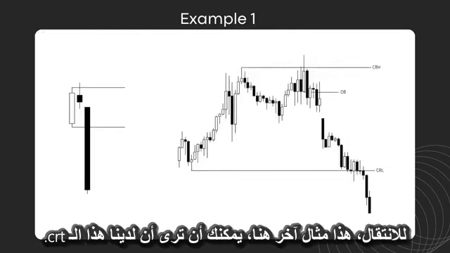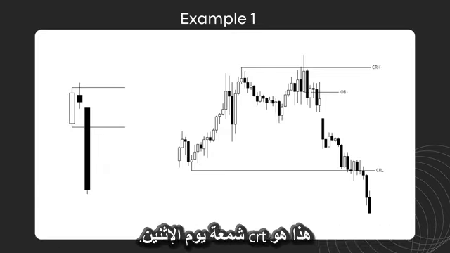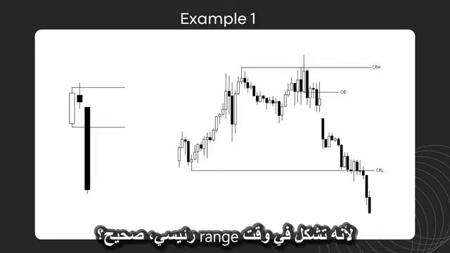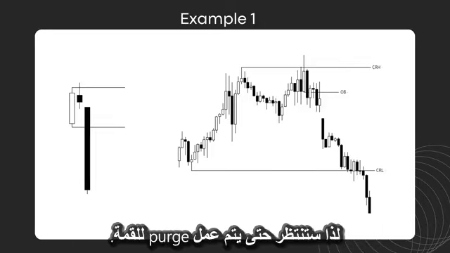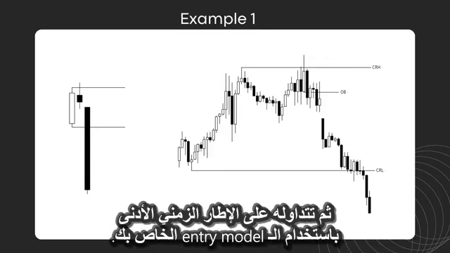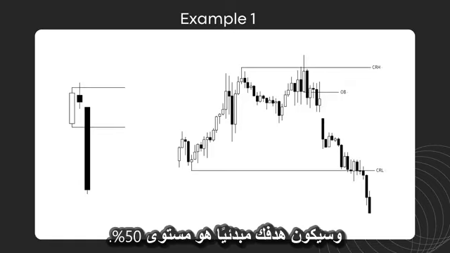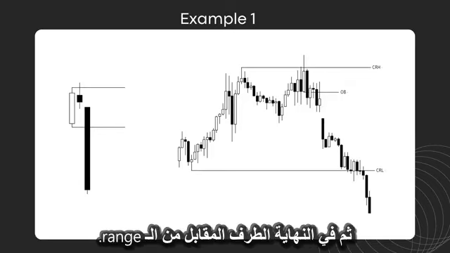Moving on, this is another example right here. You can see that we've got this CRT. This is the Monday candle CRT. So not only is it a CRT range, but it's also a time range because it's formed at a key time, right? So you're going to wait for the high to be purged and then trade it on the lower time frame with your entry model and entry setup. And your target would initially be the 50% and then eventually the opposing end of the range. Right?